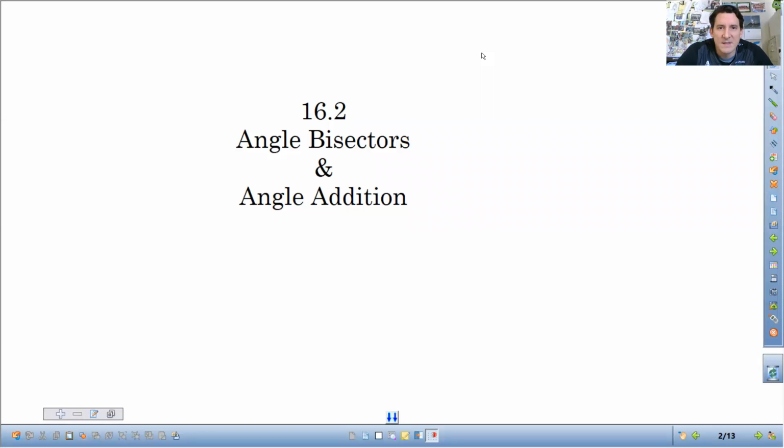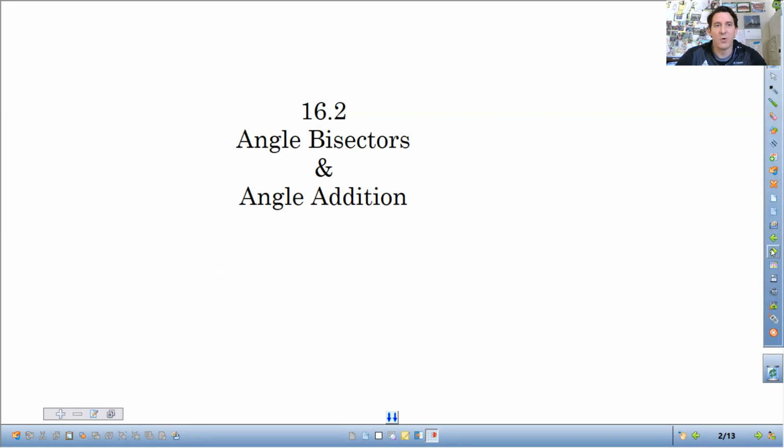All right, IM1 classes. Today we're talking about angle bisectors and angle addition. So we briefly talked about what a bisector is before. Today we're going to get into it a little bit more in depth, but a bisector is something that cuts something directly in half. And then we're talking about angle addition. Angle addition is pretty much the same thing as segment addition, except we're working with angles instead of segments. With segments, you just add together to find the length of a longer segment. Today we're adding two angles together to find the measure of a bigger angle.